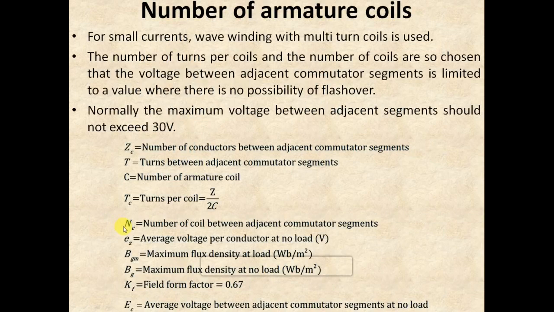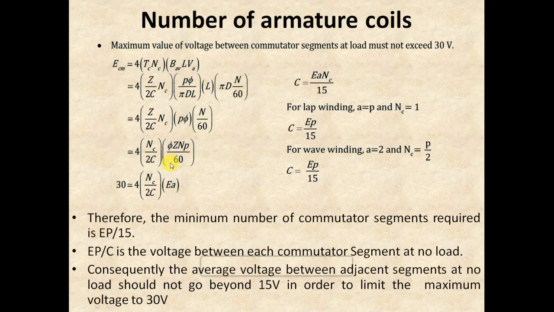Please don't confuse between Nc and C. C is indicating the number of armature coils, that is the total number of armature coils which are present in the machine, whereas Nc is indicating the number of armature coils which are present between the adjacent commutator segments. So finally we have obtained the relation for the maximum value of voltage which is existing between the adjacent commutator segments as 4Nc divided by 2C into phi Z and P by 60.